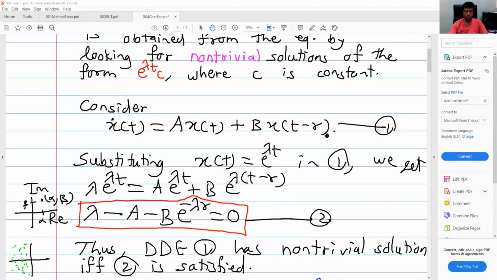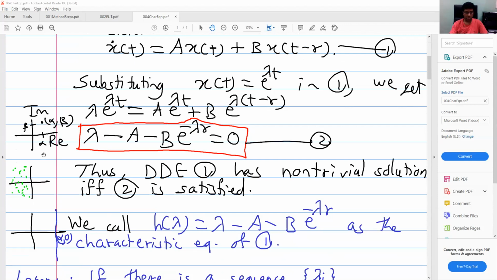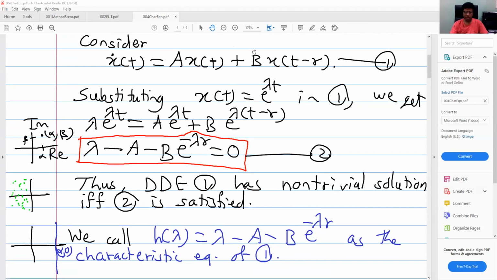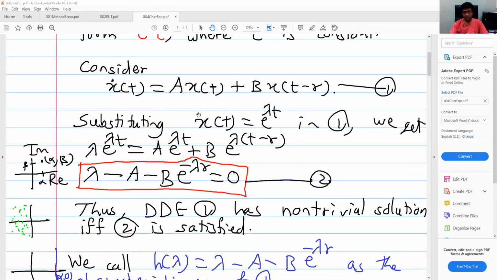If we have this homogeneous linear delay differential equation x dot of t equal to a x of t plus b x of t minus r, then lambda minus a minus b e raised to minus lambda r equal to 0 is the characteristic equation. Okay, and if lambda is a root of this equation, then e raised to lambda t will be a solution of this delay differential equation. We can verify this using Mathematica. Let us see.